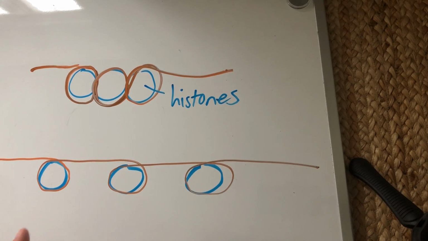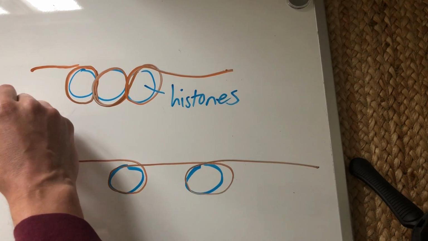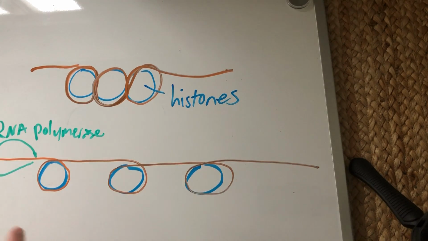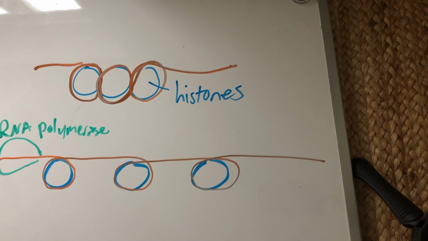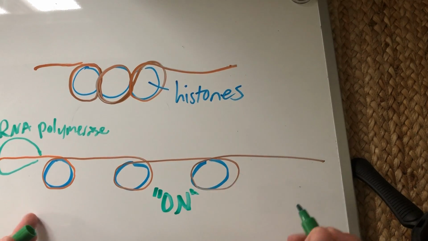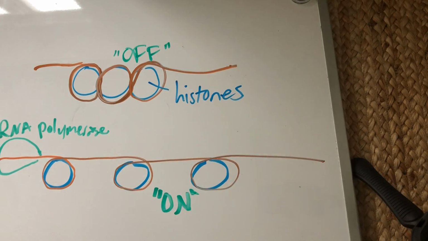Okay, moving on. Now RNA polymerase is able to, here's a big blob, that'll represent RNA polymerase. RNA polymerase can now jump on this. It's probably going to find a promoter region in front of the gene that it can attach to, and it's going to be able to zip along and transcribe this gene. So this would be the arrangement of the gene when it's on, and this is the arrangement of the gene when it's off. And that's really the concept here.